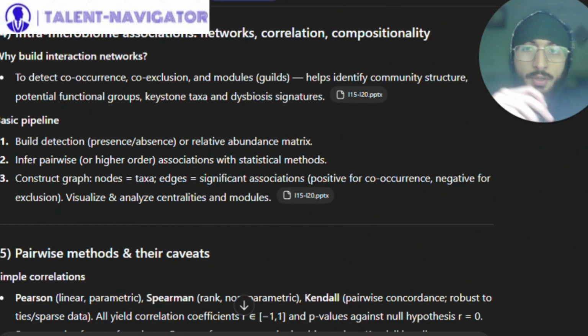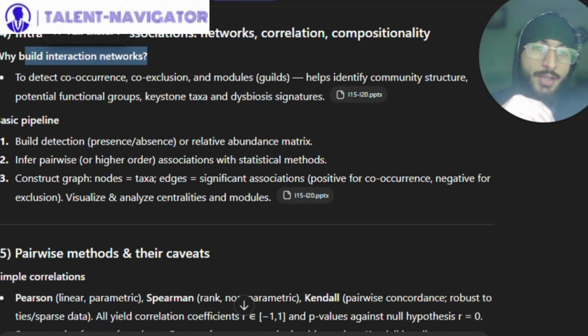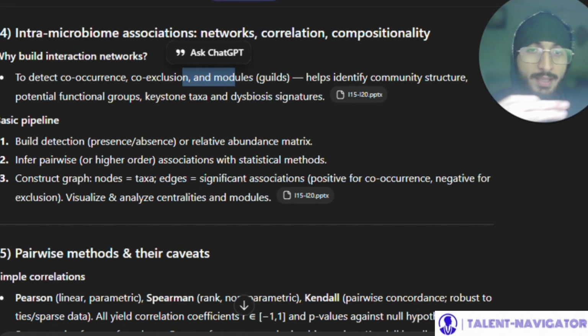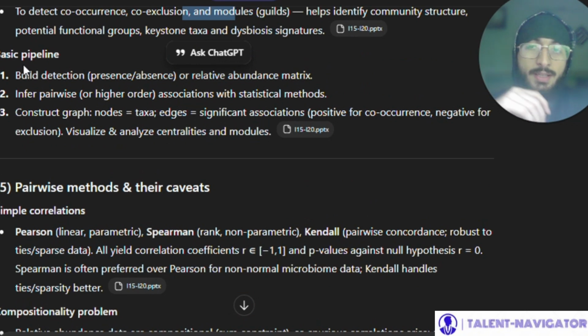All right, so talking about intra-microbiome associations, networks, correlation, and compositionality. Why do we build interaction networks? To detect co-occurrence, co-exclusion, and modules, which helps us identify community structure, potential functional groups, keystone taxa, and dysbiosis signatures. So moving on, we basically have a simple pipeline.